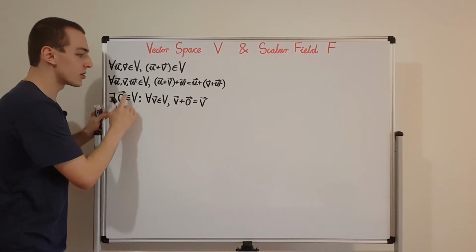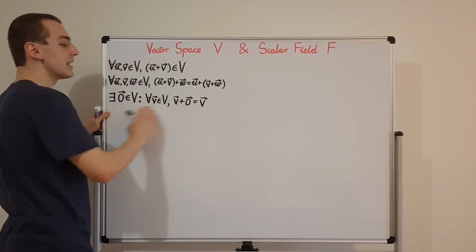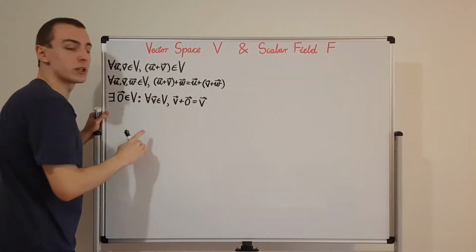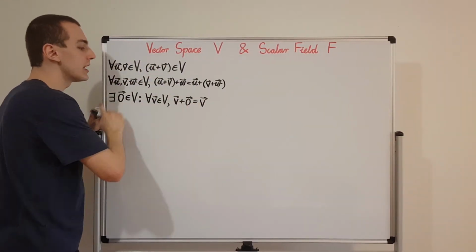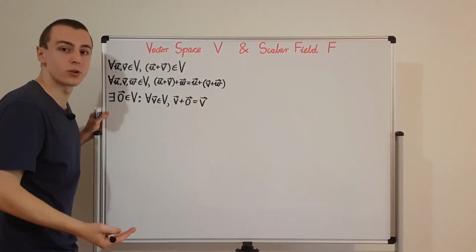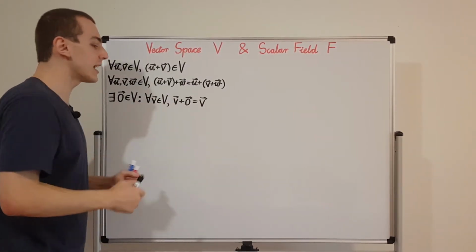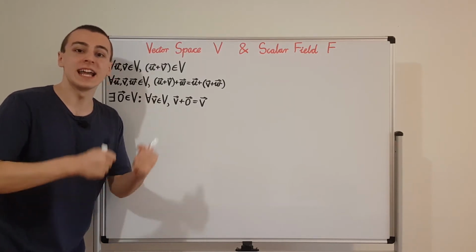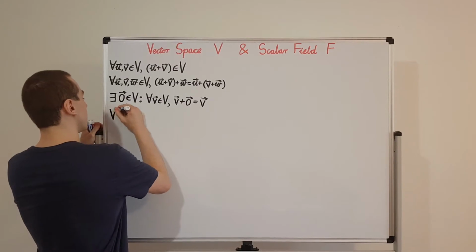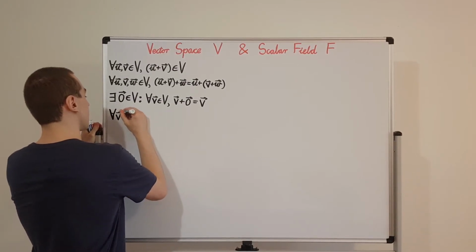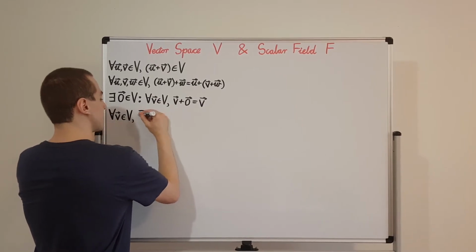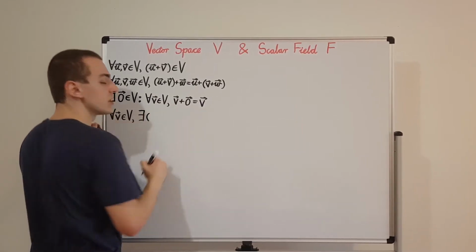So this vector is not even related to this field. It's not a member of that field, but it has similar properties. It has this same property that we found when we were writing down the axioms for a field, and also the axioms for a group. Now that we have an identity element, we can define inverse elements. So let's do that. For all vectors in the vector space, I want there to exist an inverse vector.